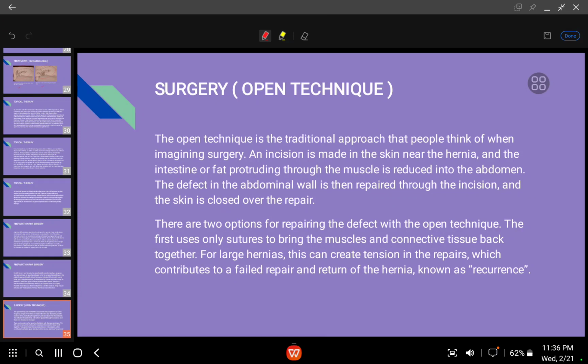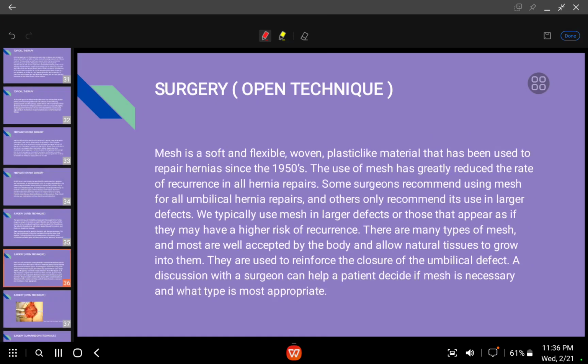There are two options for repairing the defect with the open technique. The first uses only sutures to bring the muscles and the connective tissue back together. For large hernias, this can create tension in the repairs, which contributes to a failed repair and return of the hernia, known as recurrence. Next is mesh, a soft and flexible woven plastic-like material that has been used to repair hernias since the 1950s. The use of mesh has greatly reduced the rate of recurrence in all hernia repairs.